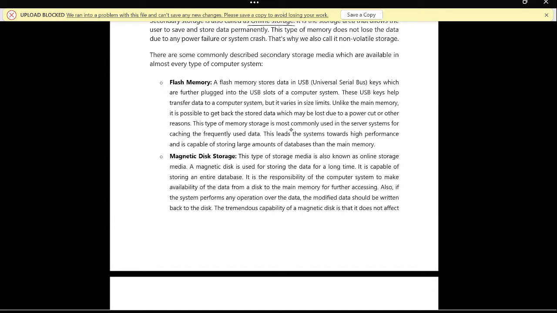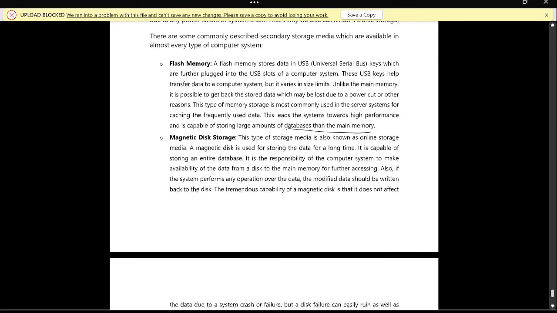This type of memory is most commonly used in server systems for caching frequently used data. This leads the system towards high performance and is capable of storing a larger amount of database than the main memory. Compared to the primary memory, I said that the secondary is the slowest in speed. So to increase the performance, to increase the access, you can insert cache here. If you insert cache between the CPU and the secondary memory, cache will increase the performance speed. That is flash memory.